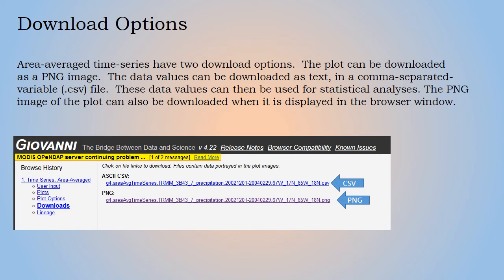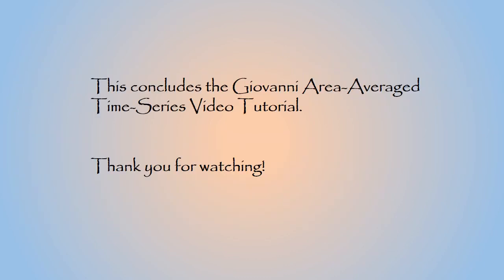Area Averaged Time Series have two download options. The plot can be downloaded as a PNG image. The data values can be downloaded as text in a comma-separated variable .csv file. These data values can then be used for statistical analyses. The PNG image of the plot can also be downloaded when it is displayed in the browser window.